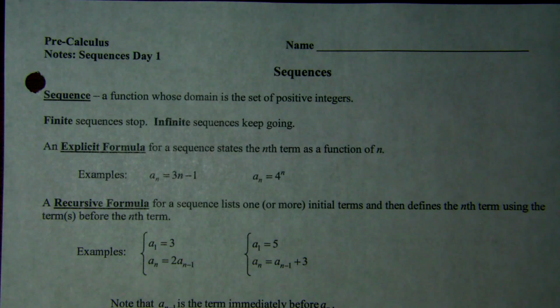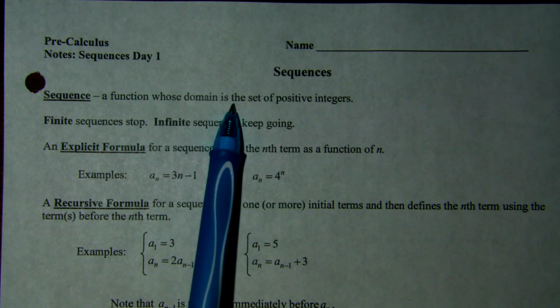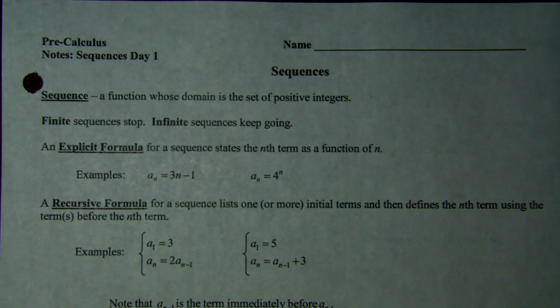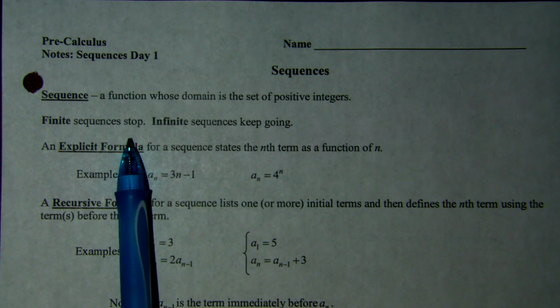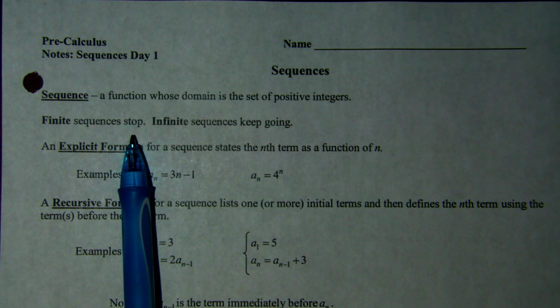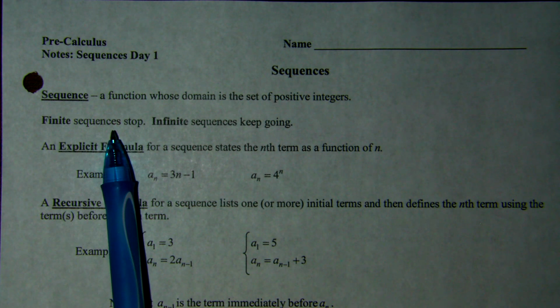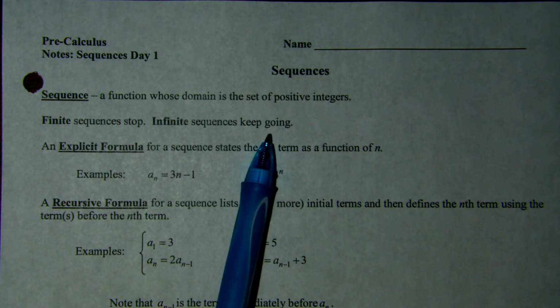Okay, so we are talking about sequences, which is a function whose domain is a set of positive integers. And that just means that our domain, our input values, are whole numbers, like 1, 2, 3, 4, 5, 6. All right, a finite sequence stops. So if it is called a finite sequence, that means there is an end. And an infinite sequence keeps going.